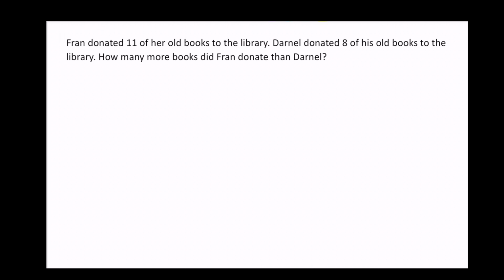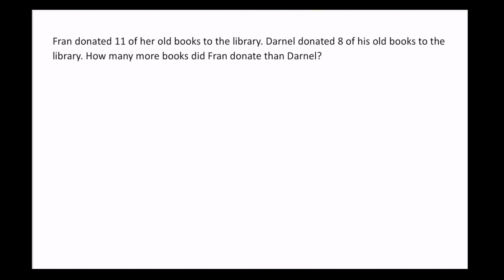Fran donated 11 of her old books to the library. Darnell donated 8 of his old books to the library. How many more books did Fran donate than Darnell? So again, there is a comparison between two numbers. One is 11, the number of books that Fran donated, and 8, the number of books that Darnell donated.